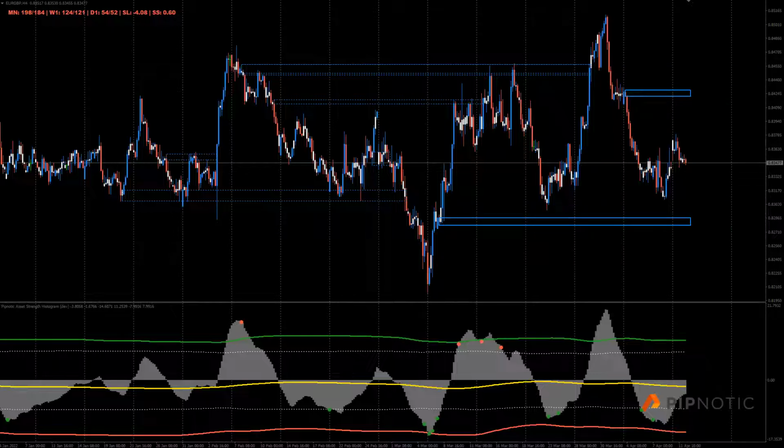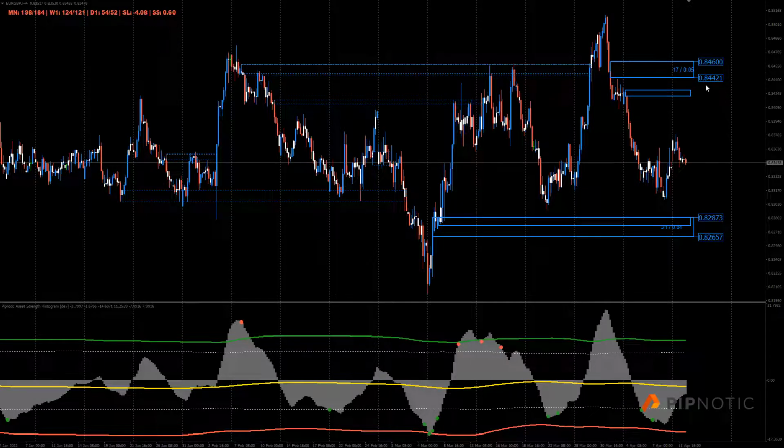So let's chuck on some rectangles so we can see what those look like. Got this one here, and below price we've got something like this. Okay, so shorts at the 84.42 and longs at the 82.87 area.